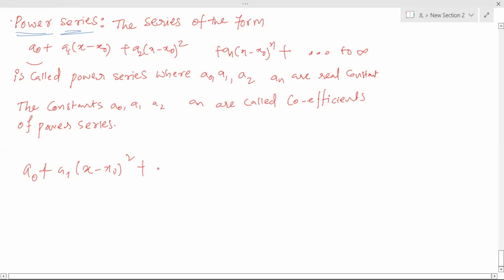Okay, sir. A series of the form a1 (x minus x naught), a2 (x minus x naught) square, like this, a series of this form we can call a power series.